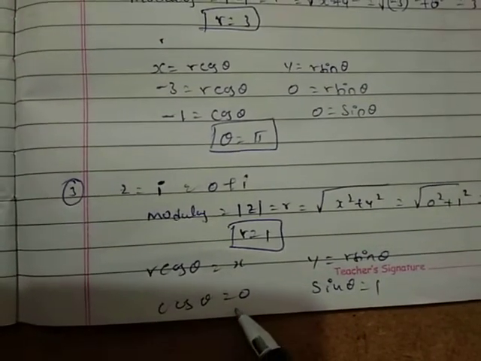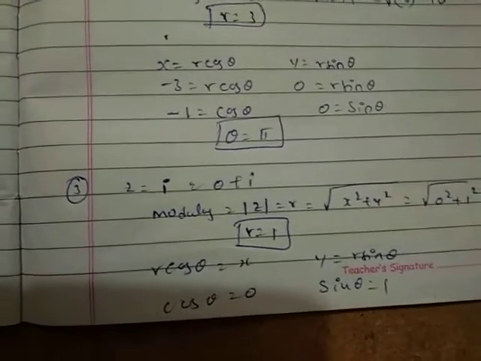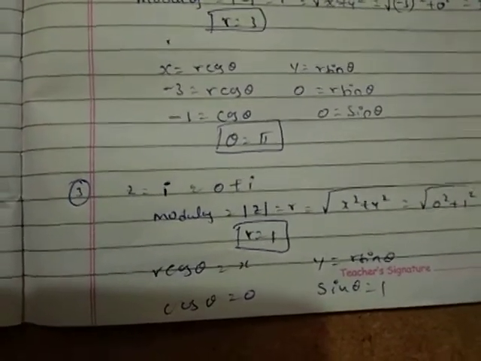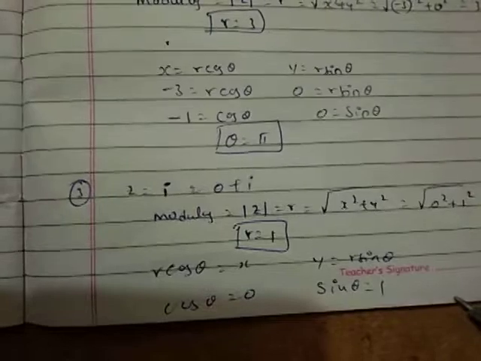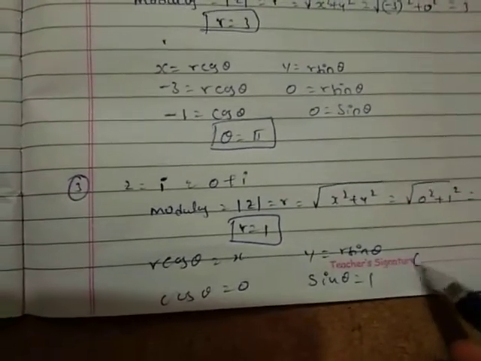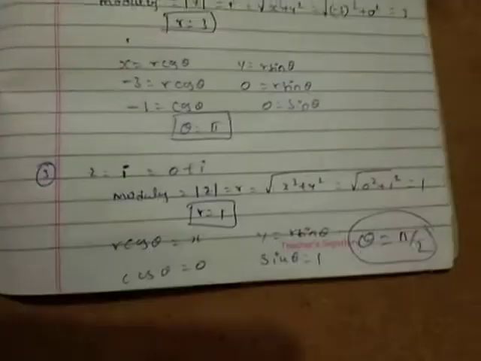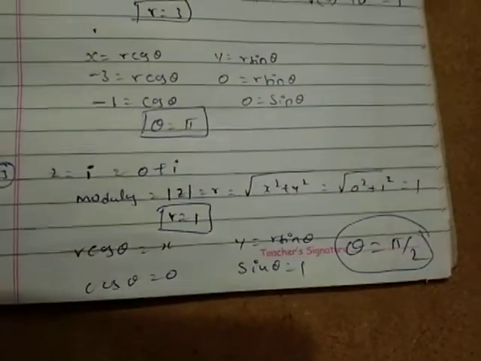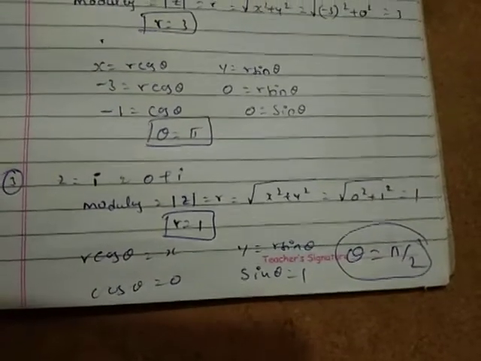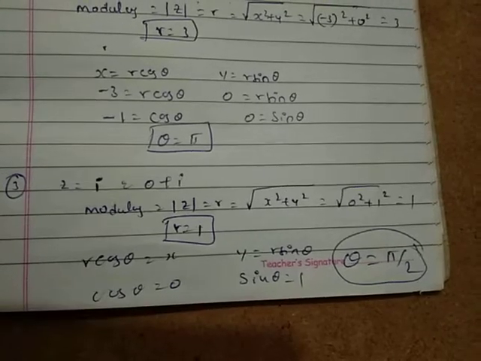So when cos theta is equal to 0 and sin theta is equal to 1, in which case are these things going to happen? When theta is equal to 90 degrees, sin theta is equal to 1 and cos theta is equal to 0. We can say that the argument theta is equal to pi by 2, or we can say that the required amplitude of the given complex number is going to be equal to pi by 2.